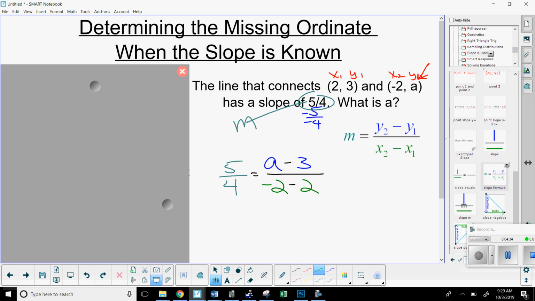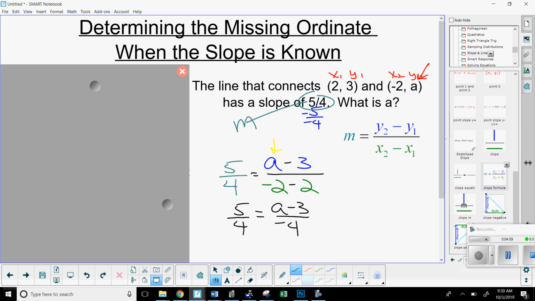Now, the only thing I've done is taken the given and made an equation from it. Why do we make equations? Because we know how to solve equations. So an equation with this unknown of a here is a totally doable thing. I'm just going to simplify a little to start and get 5/4 equals a minus 3 over negative 4. And then I'm going to think of a strategy here.